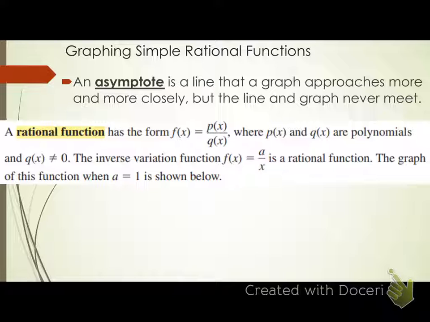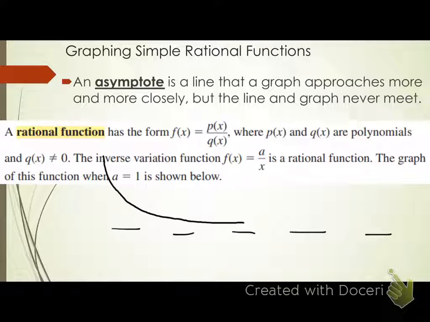An asymptote is a line that a graph approaches more and more closely, but the line and graph never meet. So I have a line on my graph, and the curve is going to gradually get closer and closer to that line, but it's never going to touch it. It just gets exponentially closer, but it'll never touch. That's what an asymptote is.